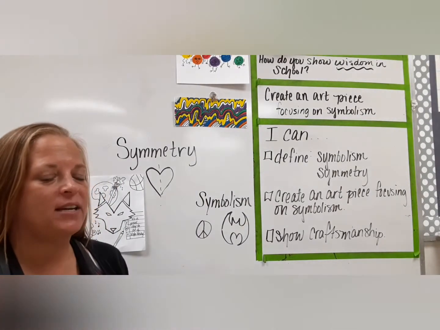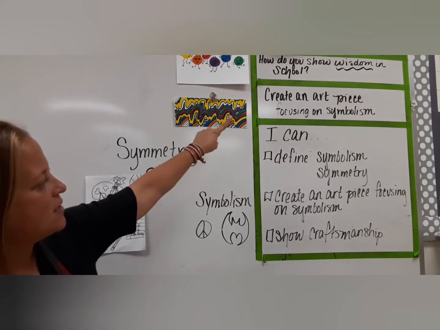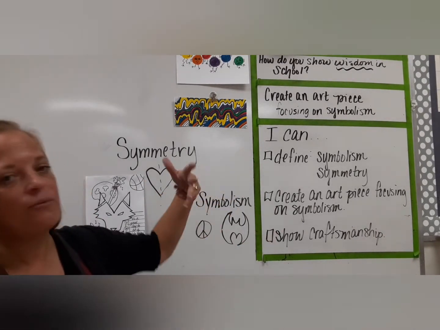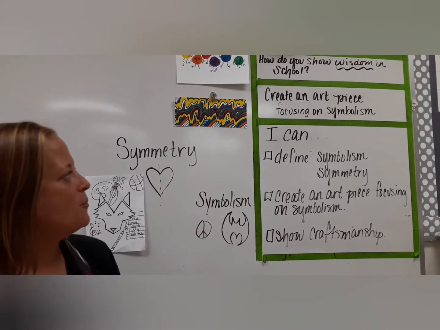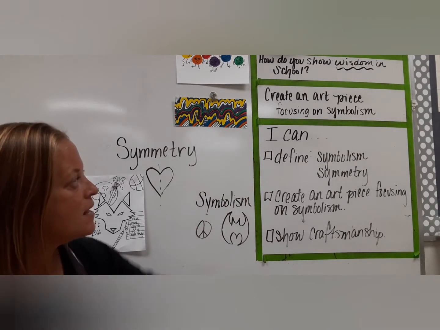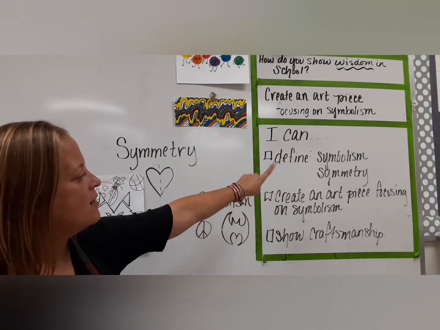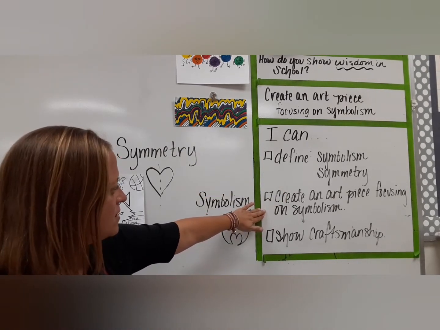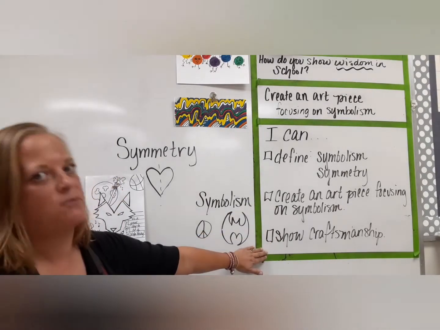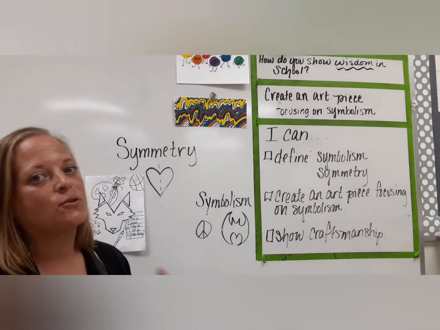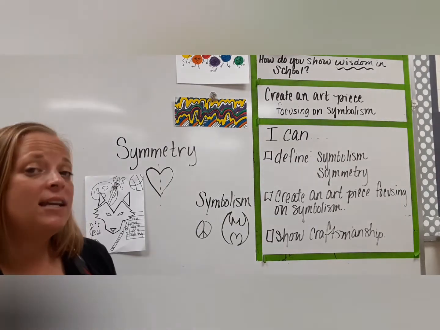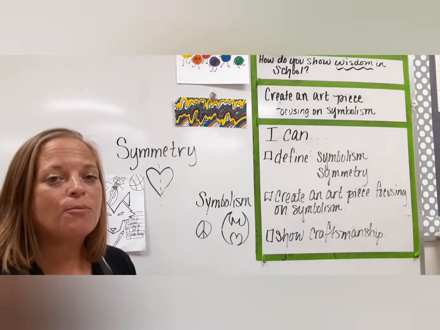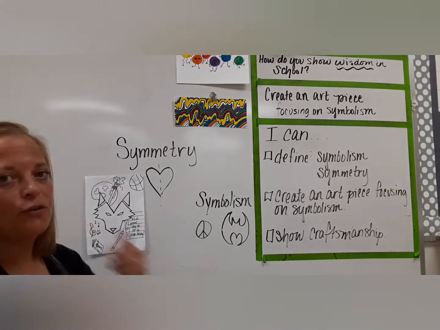So the very first thing we need to do is look over at our objective and our icon statements. Our first objective is to create an art piece focusing on symbolism. In the end, you should be able to define symbolism and symmetry, and then create an art piece focusing on symbolism and showing craftsmanship. So before I get to the actual demonstration part of your project, we need to figure out what these words mean. And you should already know because they are reviewed from years past.